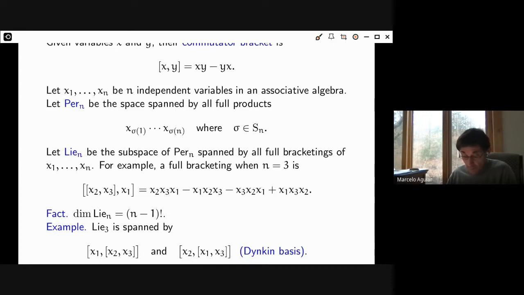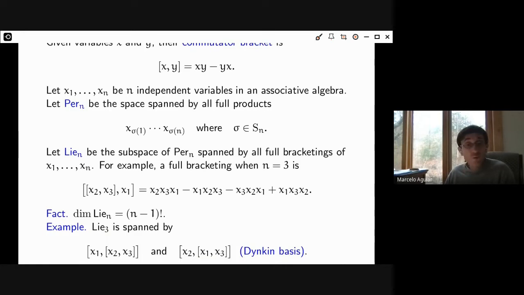For example, when we have 3 letters, for Lie 3, the space is of dimension 2. And here I'm showing a particular pair of full bracketings that spans this vector subspace. This is called the Dynkin basis. I'll say a word about this a bit later. For now, I'm just showing you a particular basis of this vector subspace. All right, so we're going to be looking at this vector space Lie n.